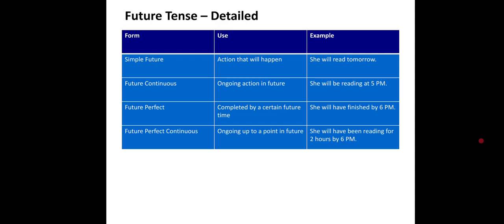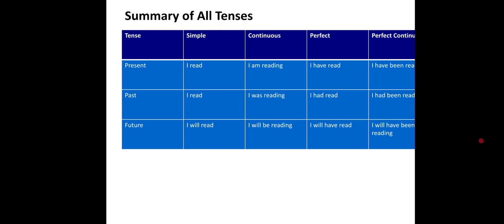Next, we have future perfect continuous tense. We use this tense for an ongoing action up to a point in the future. For example, she will have been reading for 2 hours by 6 p.m. So, future tense is all about actions that will happen. Just like past tense, it also has continuous and perfect forms depending on the duration and completion. So, let's come to the conclusion part.